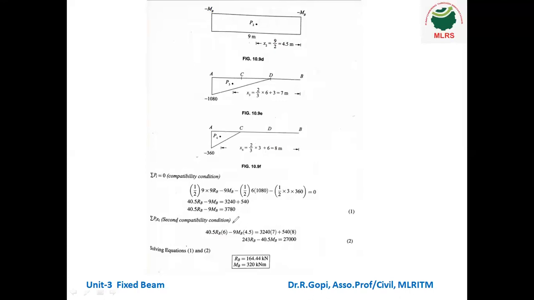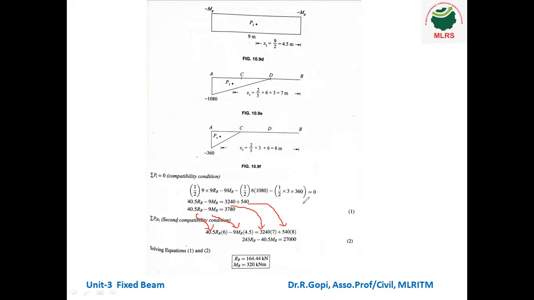So coming to the second compatibility equation, A x bar equal to 0. So the areas we already found, you can see 9 MB and 3240 and 540.